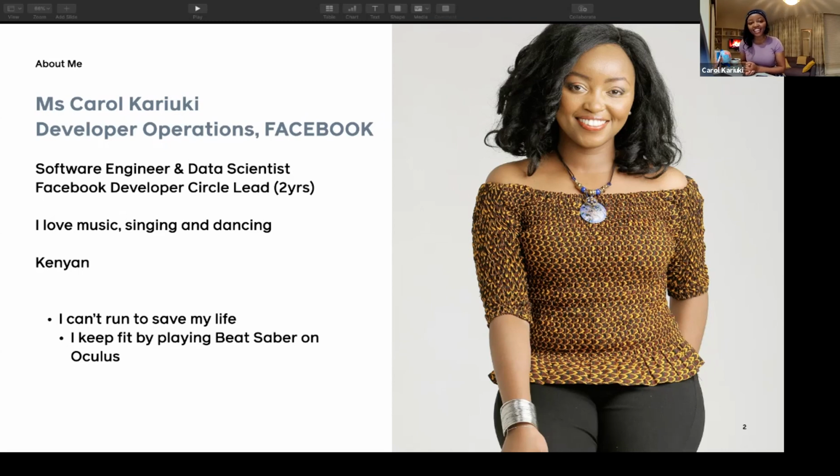So don't assume that all Kenyans can run fast. I keep fit by playing Beat Saber on Oculus, and I just love Oculus and things VR and AR. So that's a bit much about myself.